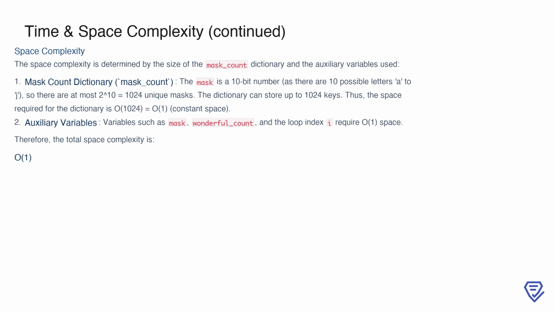Additionally, we use a few auxiliary variables such as mask, wonderful_count, and the loop index i. These variables also require constant space. Therefore, the total space complexity of this solution remains O(1), making it highly efficient in terms of memory usage.